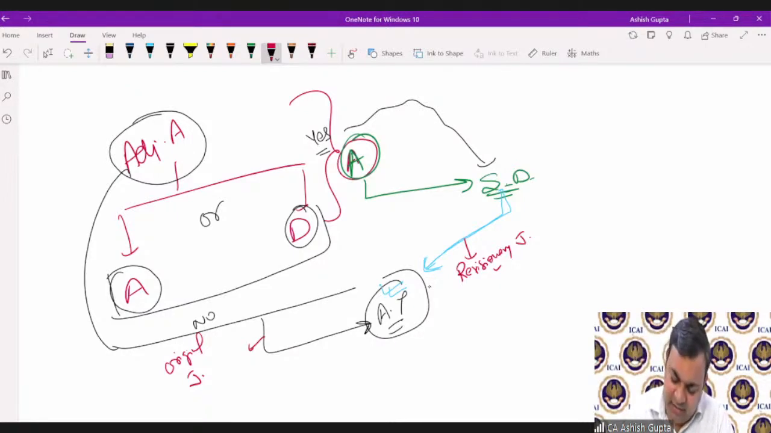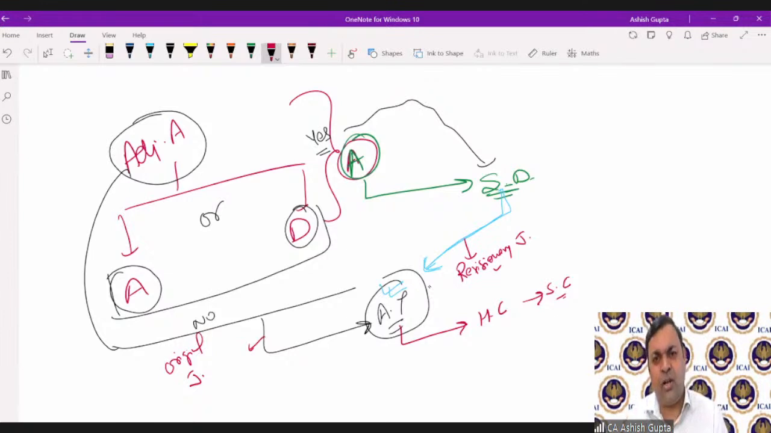And if a person is not satisfied with the AA, he can make an appeal to the High Court. Then there is a concept called Supreme Court. Right? So these all are 4 authorities. I think this chart is clear.